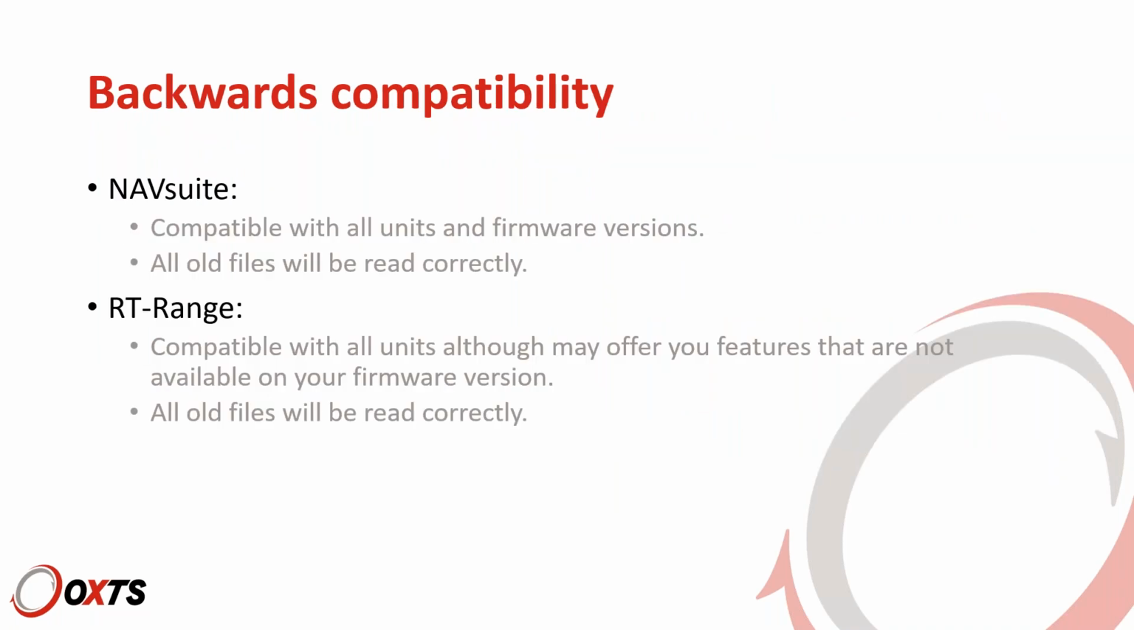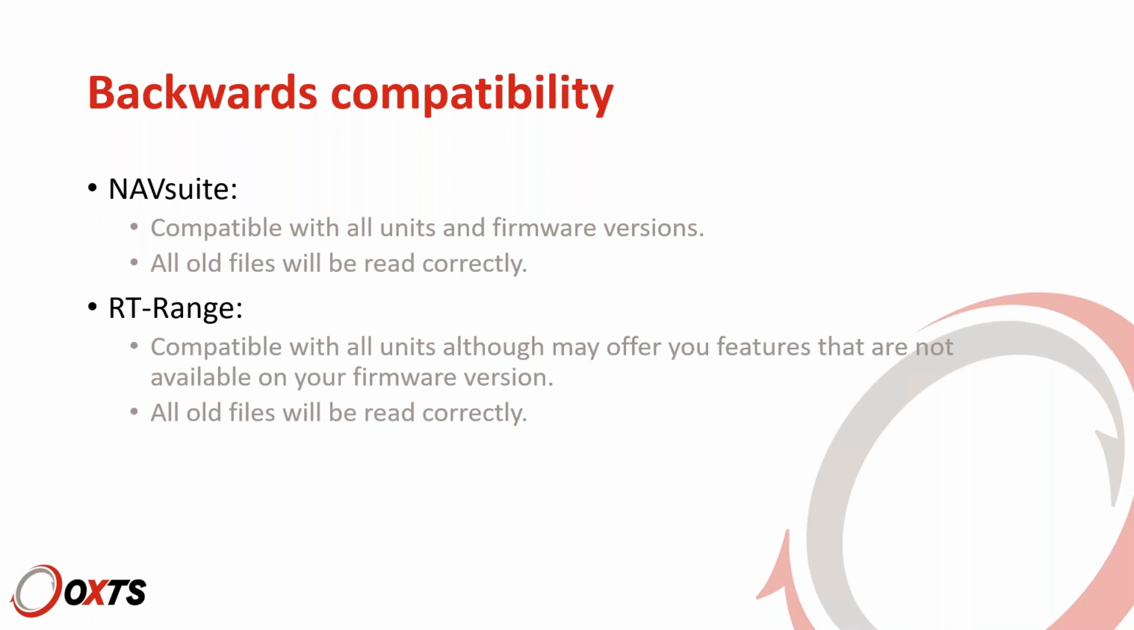Whenever we work on a new version of the software, we try and ensure that it's completely compatible with older units and firmware versions, but also old files which are created by previous software versions. So for example, for NAVsuite, for NavConfig, we ensure that you can configure any device, any OxTS INS that you have with any firmware version, but also that it can read any configuration files that you have created previously on older versions of the software.